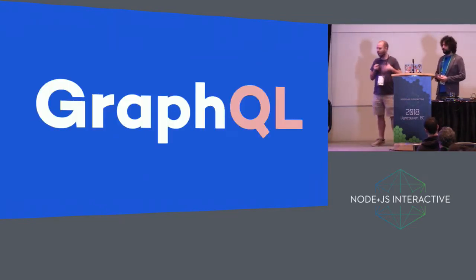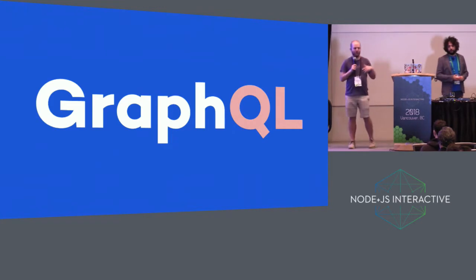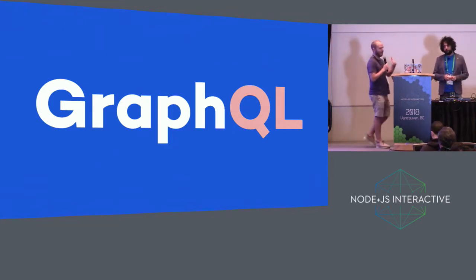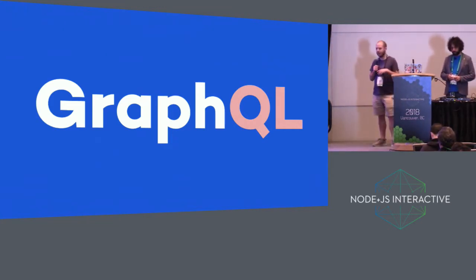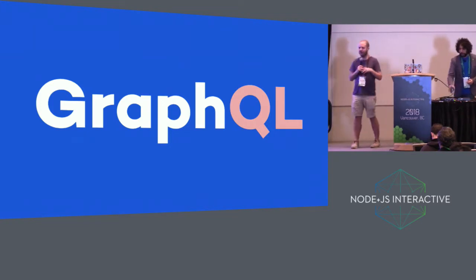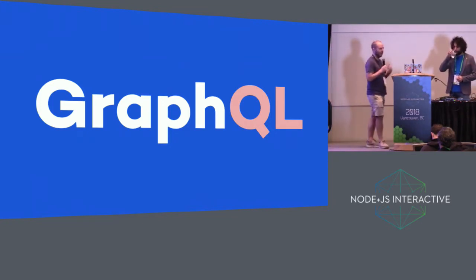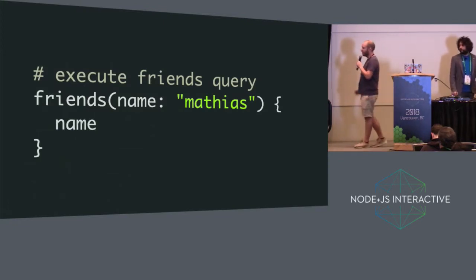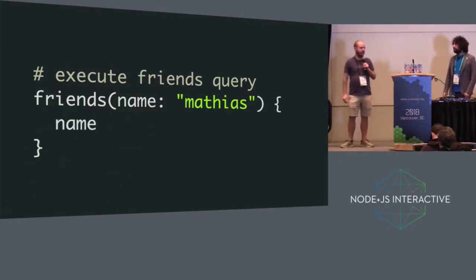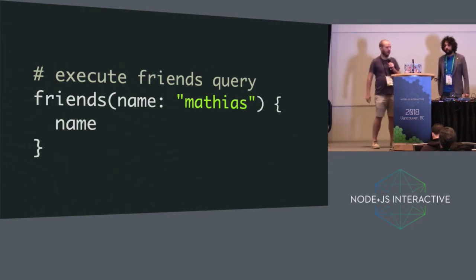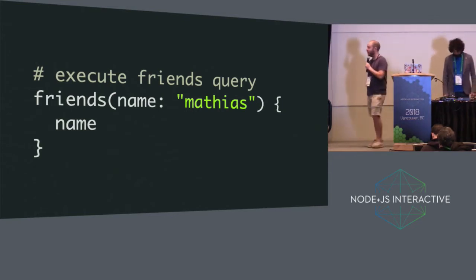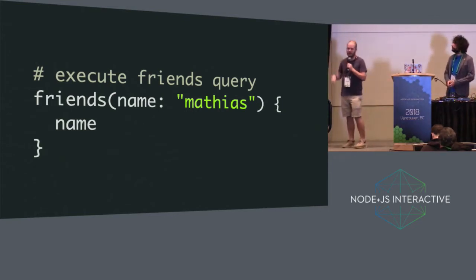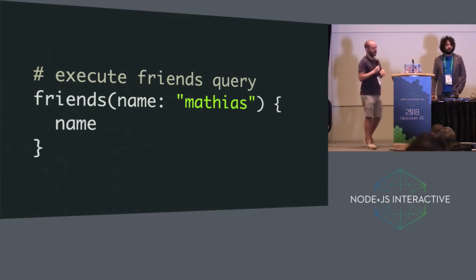Yeah, so basically you're probably all familiar with this if you've ever heard about GraphQL. GraphQL is a language that tries to solve some of these things. And it tries to solve all of this in very developer-friendly ways that are very approachable. It kind of looks like this, where you write these queries in this very concise syntax. This is a friends query, where you say, I'm looking for friends. The input is a name, and the name is Matthias because that's my name.